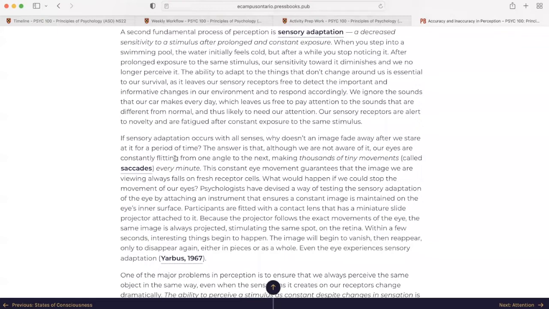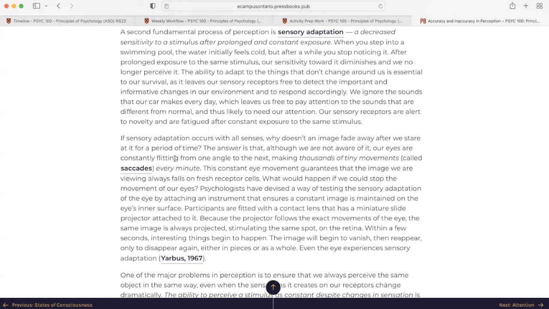If sensory adaptation occurs with all senses, why doesn't an image fade away after we stare at it for a period of time? The answer is that although we are not aware of it, our eyes are constantly flitting from one angle to the next, making thousands of tiny movements called saccades every minute. This constant eye movement guarantees that the image we are viewing always falls on fresh receptor cells. What would happen if we could stop the movement of our eyes?